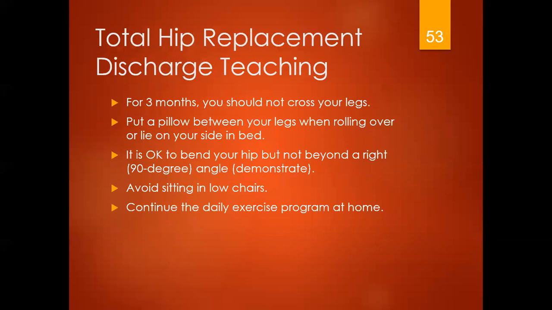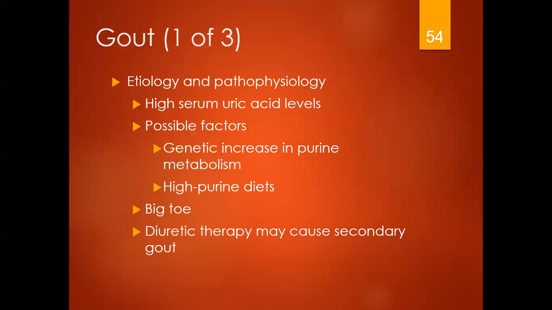After a patient has had a total hip, we need to make sure that they know for 3 months they cannot cross their legs, that they can put a pillow between their legs when rolling over or lying on their side in the bed, that it's okay to bend their hip, but they don't want to overbend it, right? Not beyond a 90-degree or right angle. We don't want them sitting in low chairs where it takes a lot of effort and a lot of strain on that hip in order to get up, and making sure that they're continuing their daily exercise program.